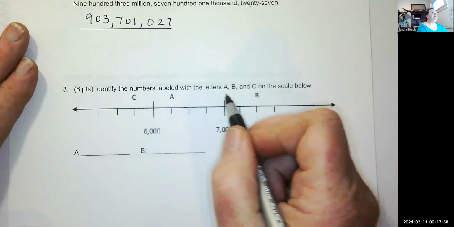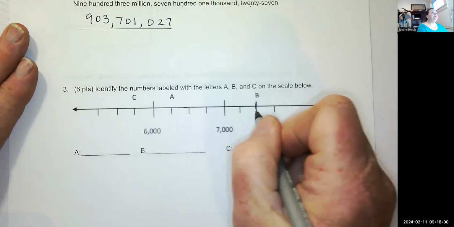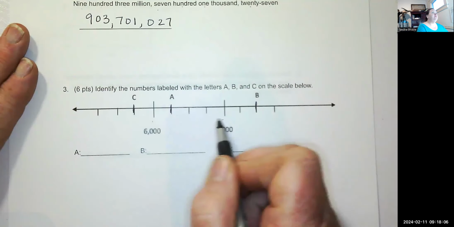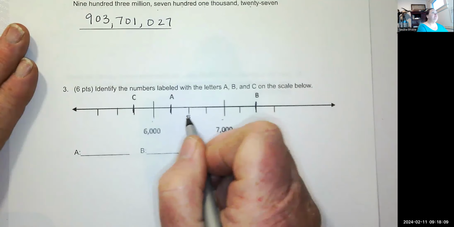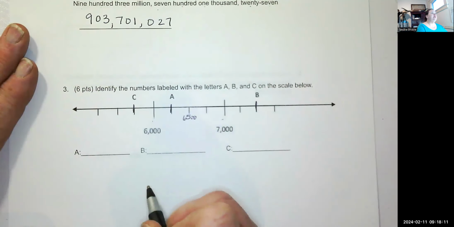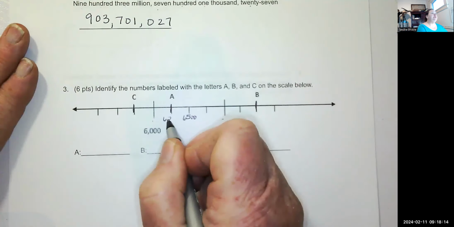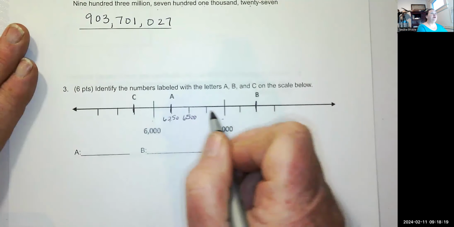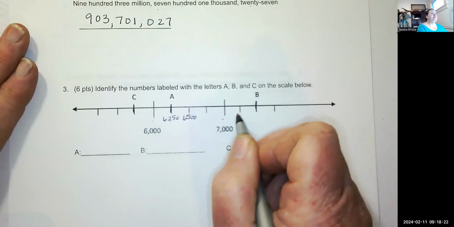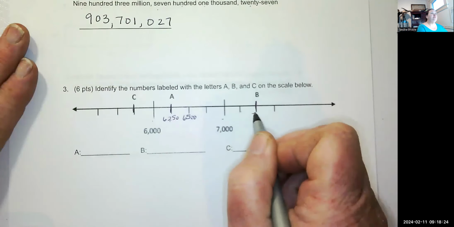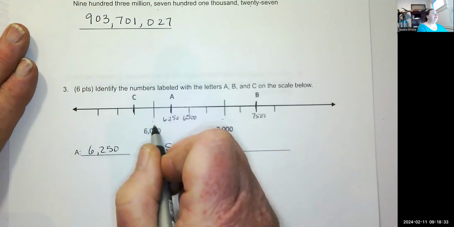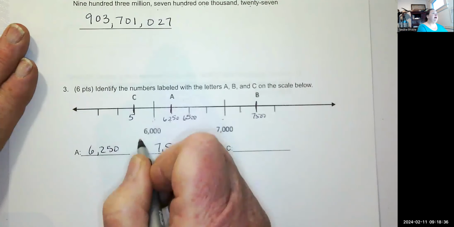Identify the numbers labeled with the letters A, B, and C on the scale. So we're looking for this one, and this one. What we see from here to here is 1,000. So half of 1,000 is 500. All right, so that's 6,500. And then half of that would be 6,250, because half of 500 is 250. So each one of these hash marks are worth 250. So that means this would be 7,250. This would be 7,500. So B is 7,500. A is 6,250.